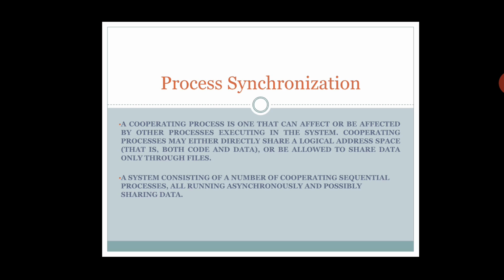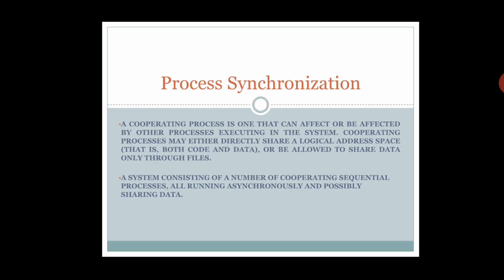The cooperating process may either directly share a logical address space, that is both code and data, or share data only through files. Whenever we talk about a system, for any application or process, there will be some set of code as well as some set of data being transmitted from one end to another. So considering both, ultimately this is the concept involved in cooperating processes.